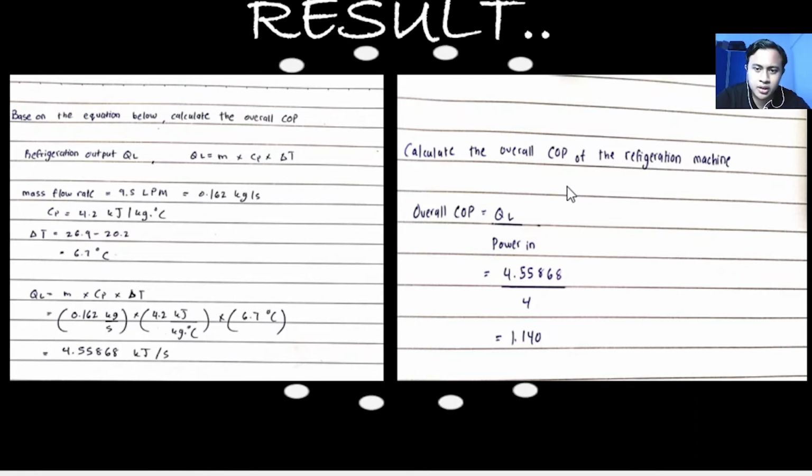So to find the overall COP of the refrigeration machine, following the formula we enter the value and we get the answer of 1.140.